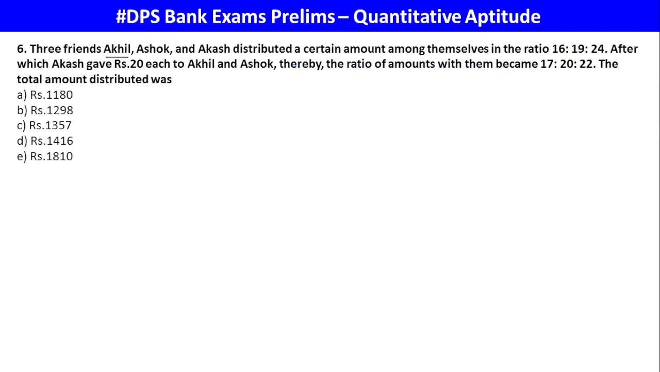Three friends, Akhil, Ashok and Akash, distributed a certain sum among themselves in the ratio, after which Akash gave 20 to Akhil and Ashok. Thereby the ratio becomes, right, the total amount distributed was.